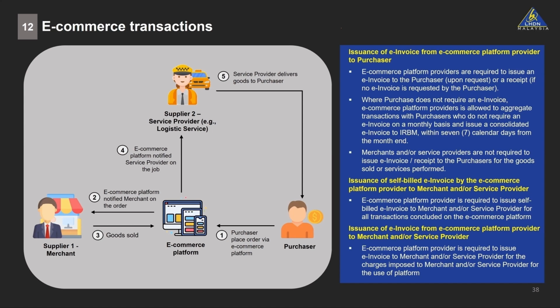Maknanya kalau kata e-commerce kena issue invoice atas permintaan purchaser itu sendirilah, ataupun keluarkan receipt macam biasa kalau kata purchaser tidak memerlukan invoice. Okay, if the purchaser does not need an invoice, so e-commerce platform ni perlu buat consolidated e-invoice. Okay, seperti syarat consolidated invoice ni dia kena buat dalam 7 hari bulan hadapannya secara monthly basis.